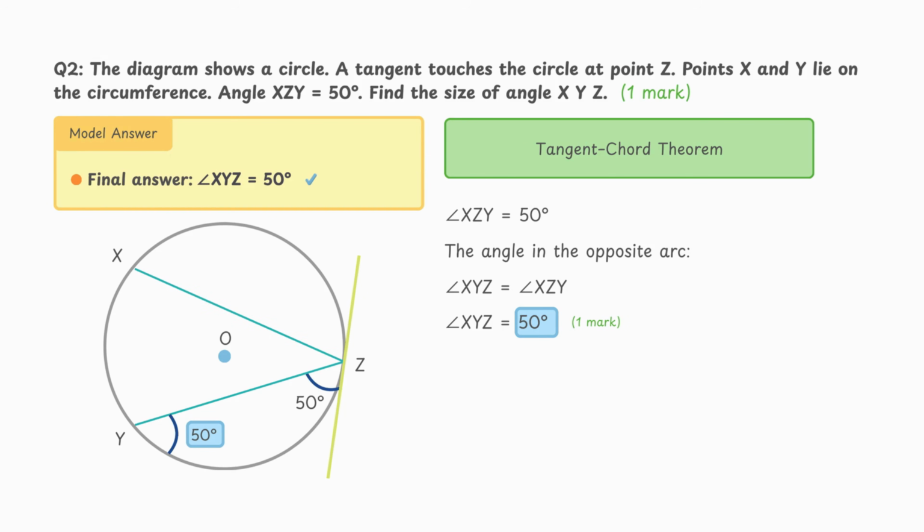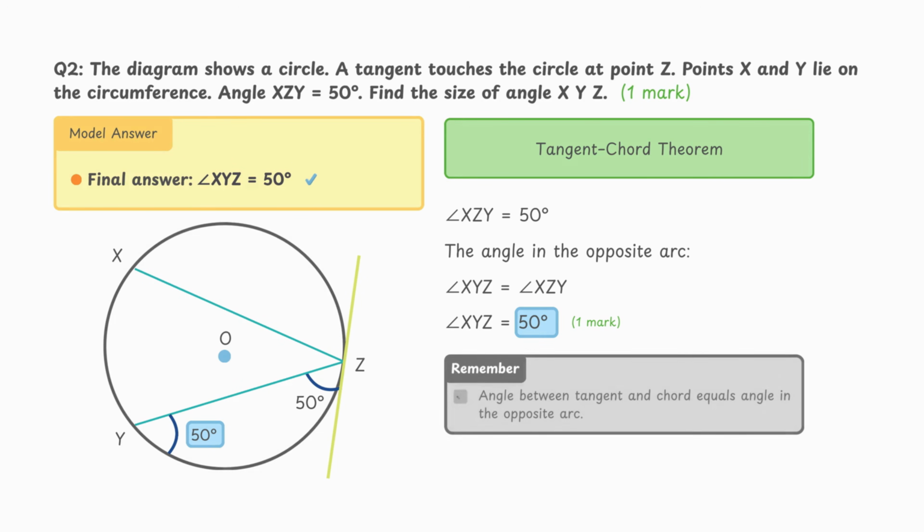Now take a moment to reflect on the key idea. Whenever you see a tangent touching a circle and a chord forming an angle at that point, look inside the circle for an angle that stands on the same arc. Those two angles will always be equal. So remember this clearly. Angle between tangent and chord equals angle in the opposite arc. If you recognize this pattern quickly, you can solve these questions instantly and confidently.